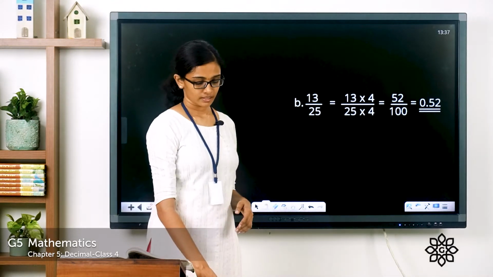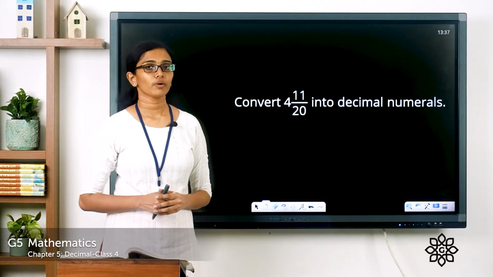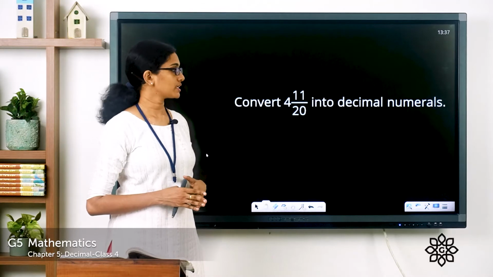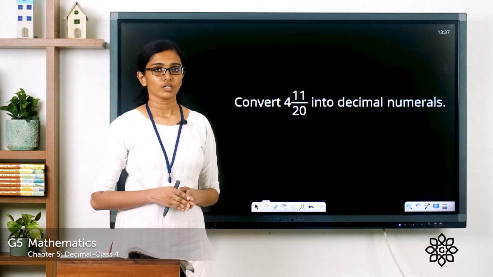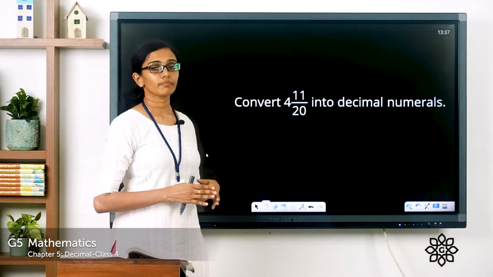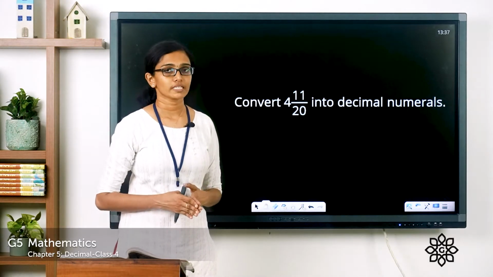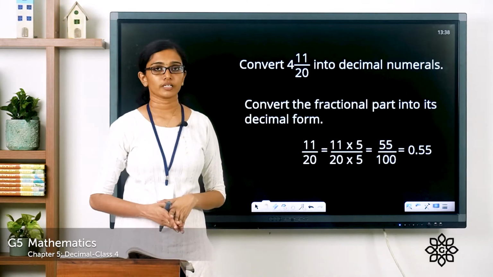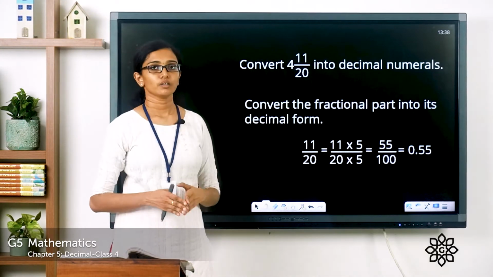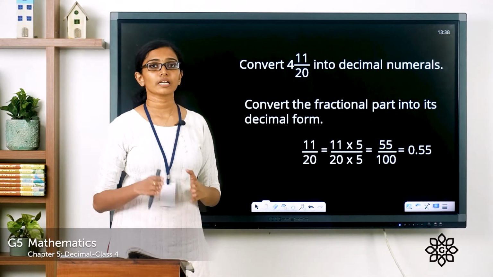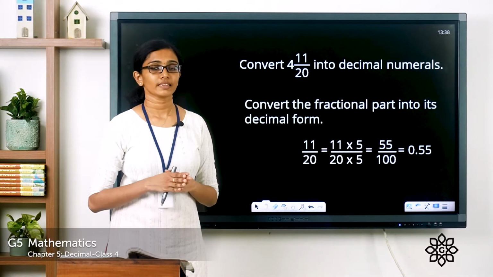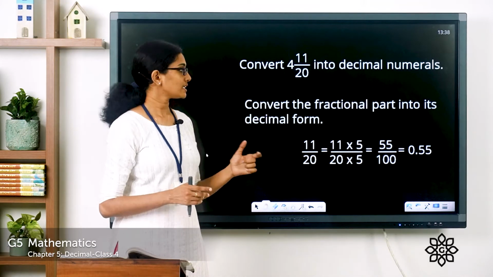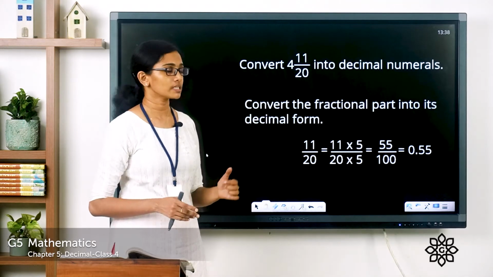Clear? Now, we'll see one more example with a mixed fraction. Convert 4 11 by 20 into decimal numerals. So you have a mixed fraction here, 4 11 by 20. How do we convert it to a decimal number now? First, what you do? Consider the fractional part of it, which is 11 by 20. You first convert the fractional part into its decimal form. Then combine the whole number part and the decimal part. So let's see how we can convert the fractional part into its decimal form.